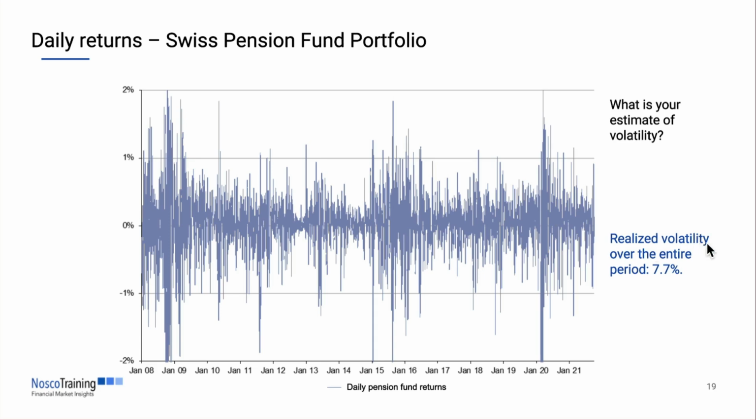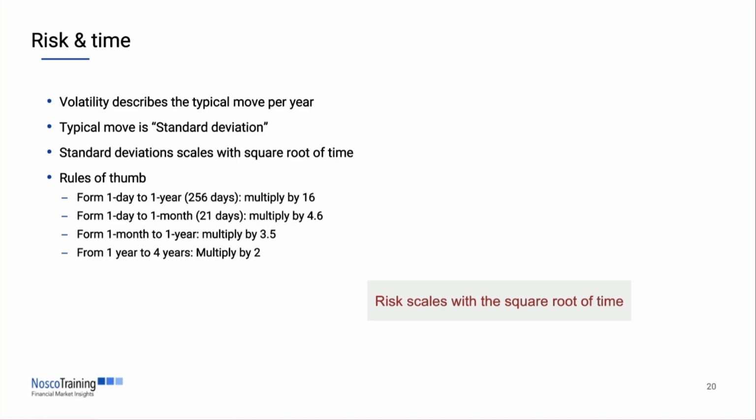So if we do this actually with our Swiss pension portfolio, remember we said roughly 0.5%. 0.5% times 16 is 8. And if I actually use all the math to calculate what the volatility was, it's 7.7%, right? So roughly 8%, more or less what you get. That is volatility. We have not talked about options. We have talked about the underlying, right?